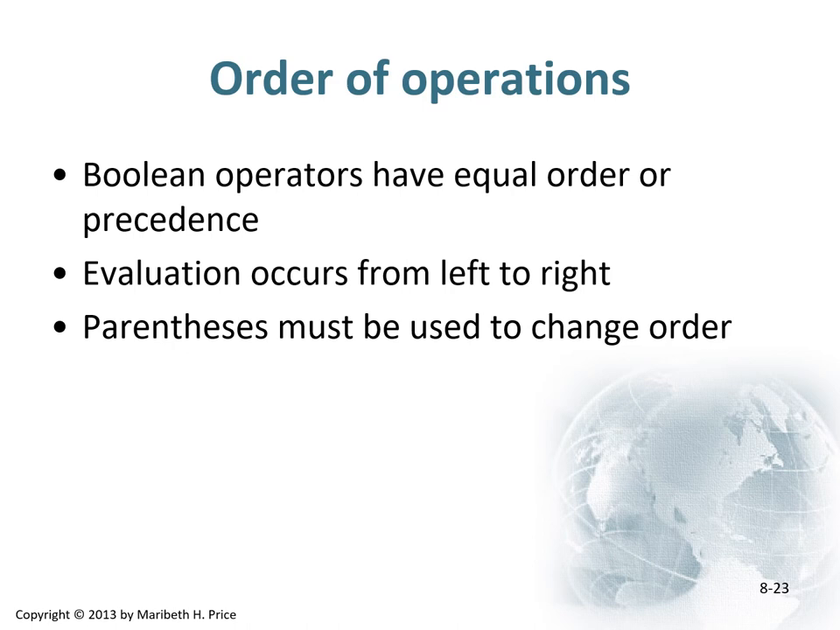As far as order of operations, Boolean operators have equal order of precedence. Evaluation always starts on the left and goes to the right. If you want to change the direction, you have to put in parentheses. So it's kind of like, I don't know, fifth grade algebra, when you start learning about doing the stuff in the parentheses before you do the stuff outside the parentheses. Then outside those parentheses, you can have brackets or another parentheses or whatever it is. You have to work at it just like algebra.